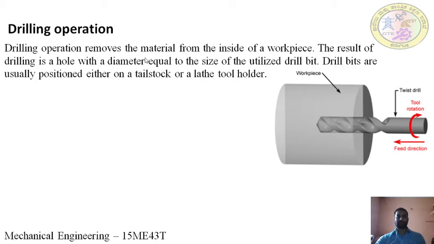The drilling operation removes the metal from the inside of the workpiece. The result of drilling is a hole with a diameter equal to the size of the twist drill. So this diameter is equal to the diameter of the twist drill we have used for this drilling operation. Drill bits are usually positioned either on a tail stock or lathe tool holder. Usually the drill bit is positioned in the tail stock because it will remove the metal exactly parallel to the axis of rotation of the workpiece.